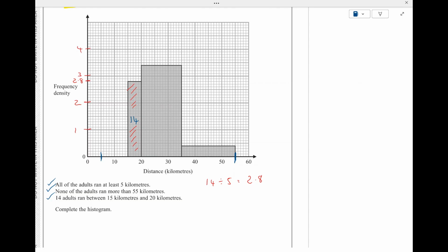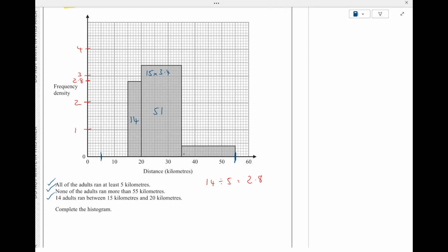Okay, right. I'm wondering what to do next. Well, as a next step, I can work out how many adults there are in the other bars, because now I know the scale of the frequency density axis. So in this second bar, it's 15 wide, isn't it? So the area of this bar is 15 times 3.4, reading that on the y-axis. 15 times 3.4, there are 51 adults here.